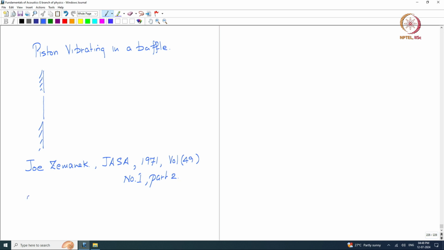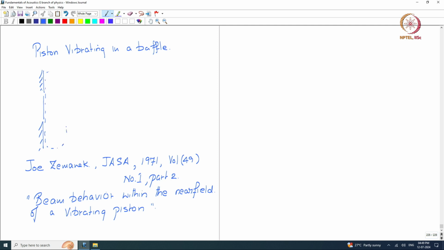It is titled Beam Behavior within the Near Field of a Vibrating Piston. There a special calculation is given so that you can have a closed form for the near field of the piston.